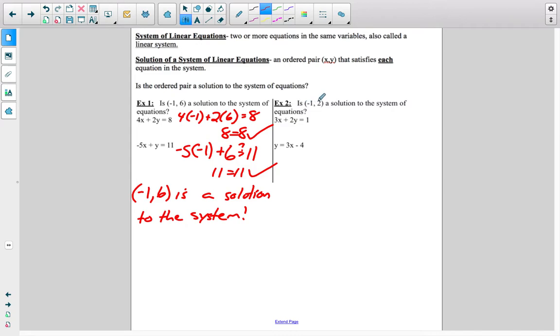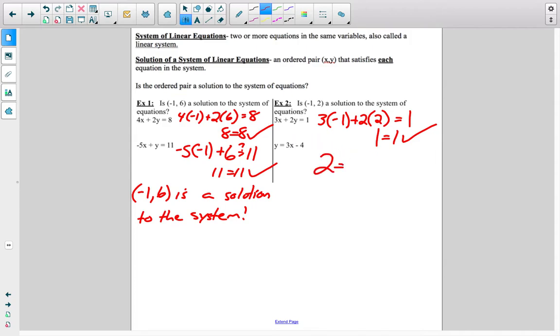Example number 2: is -1, 2 a solution to the system of equations below? Here's one equation, here's the other equation that belongs to that system. So let's see if that coordinate pair, -1, 2, is a solution to the first equation. We'll substitute in -1 for x and 2 for y. And when we simplify the left side, we get 1. So it's a solution to that first equation. That's great. Let's substitute this in for the second equation.